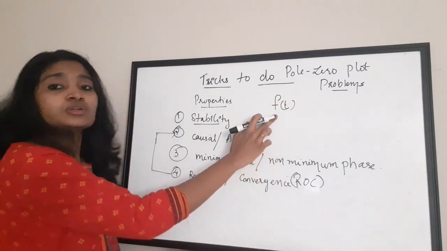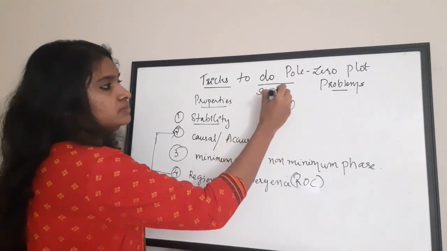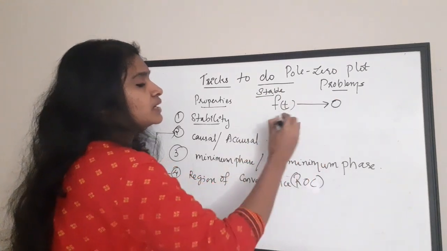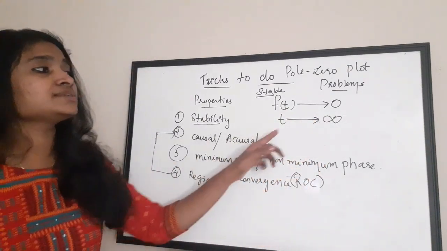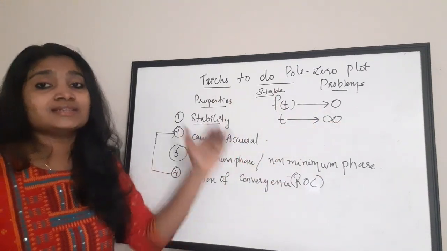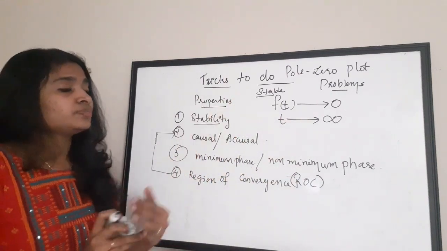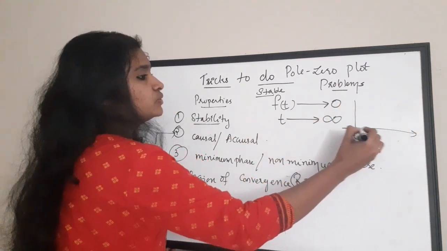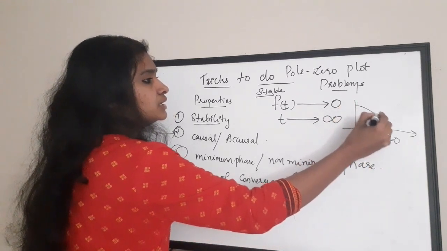This is a function of a system, and the system is said to be stable if this function f of t tends to 0 as time tends to infinity. That is, as time is tending to infinity, when the function of the system is tending to 0, that is, it is going on decaying to 0, then such a system is called a stable system. Or if you draw the graph of this system, it will look like this. The time will go on to infinity and the function will decay to 0.